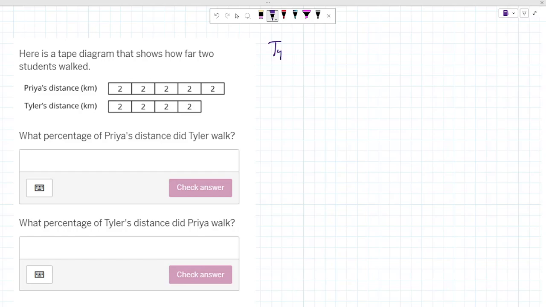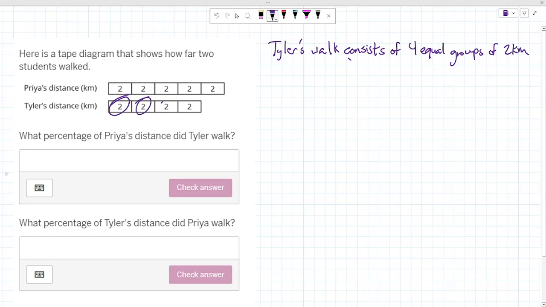Okay, so Tyler's walk consists of 4 equal parts, or 4 equal groups of 2 kilometers. See that? Tyler has 1, 2, 3, 4 equal groups. Okay, so each group of 2 kilometers represents how much, what percentage, or actually which fraction. If we have 4 equal parts, each group of 2 kilometers represents 1/4 of Tyler's walk.